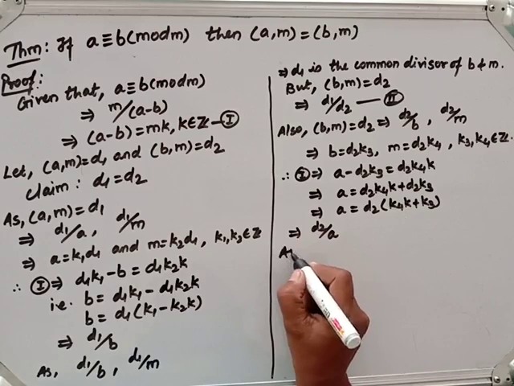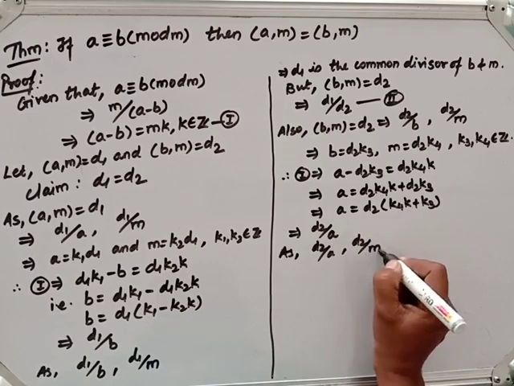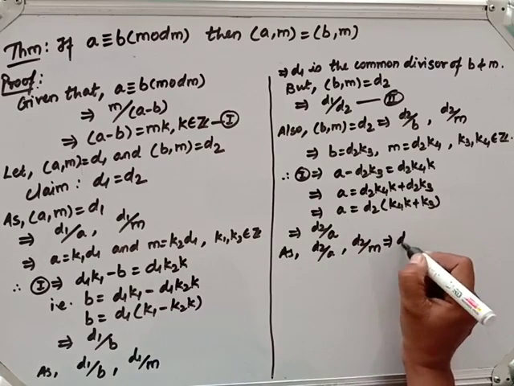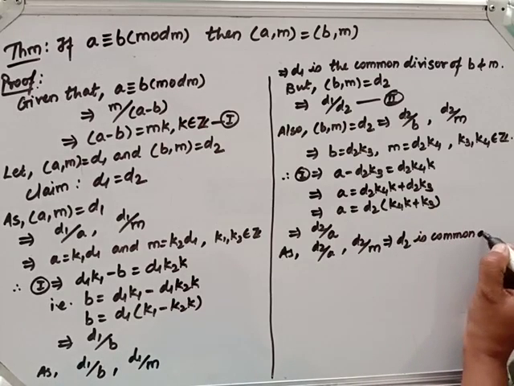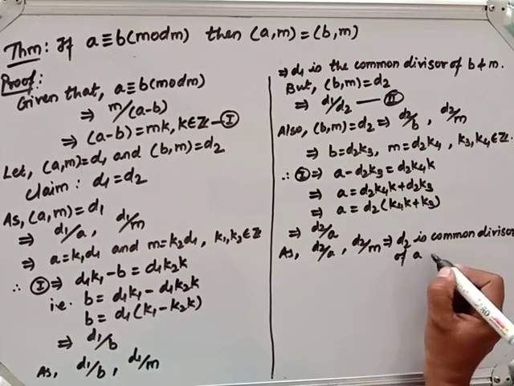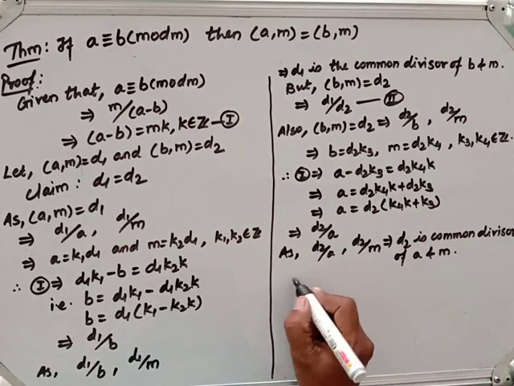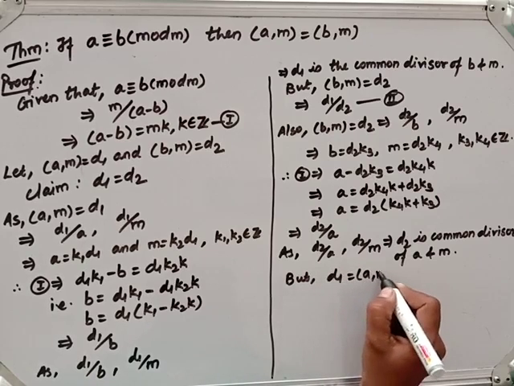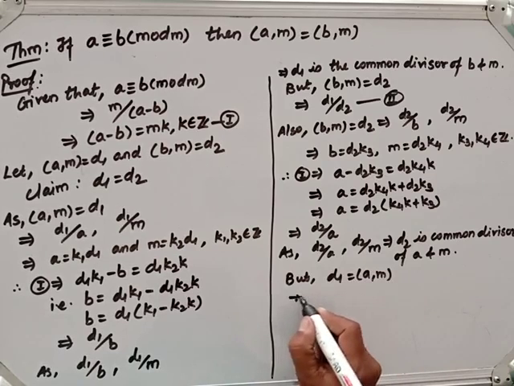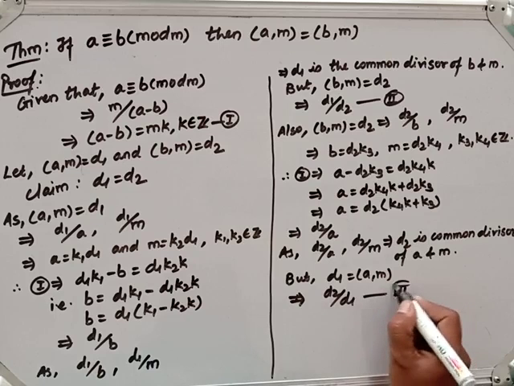Again, as D2 divides A and we have D2 divides M, this says D2 is a common divisor of A and M. And D1 is the GCD of them. Therefore, D2 divides D1. Call it equation number 3.